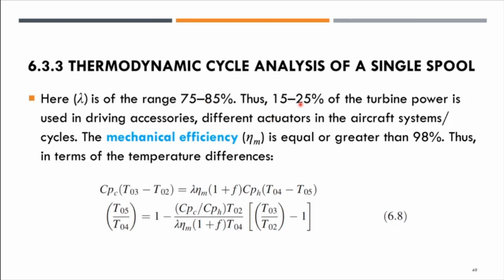So 15 to 25% of the turbine power is used in driving accessories, and that's why we introduce another term here, mechanical efficiency zeta m. And normally we put a very high efficiency at 98% or more. Okay, and this is the expression with regards to the mechanical efficiency, zeta m, component over there.